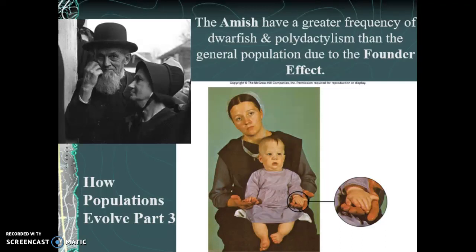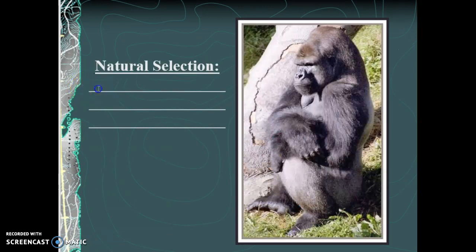All right, so we're going to talk about how populations evolve a little more here. This is our third part in this lecture. Again, remember what it takes to cause a population to evolve, the different factors we talked about. I said there's 5. We've gone through 4 of them: mutation, gene flow, genetic drift, sexual selection, and now we're going into the last one here. The last variable that can cause populations to evolve is natural selection.